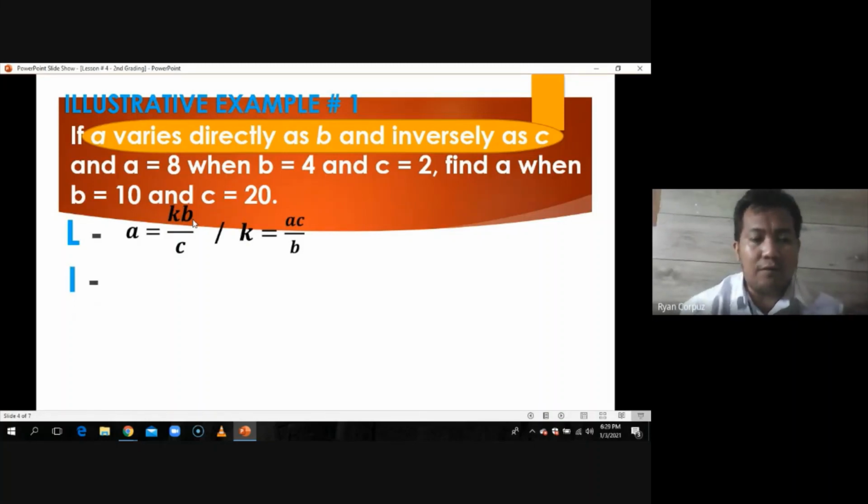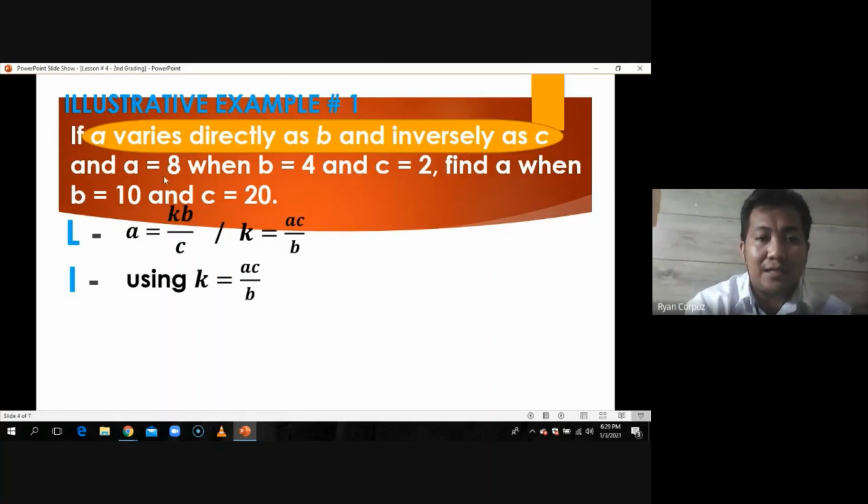With the application of the second step, since we formed two equations, the second equation, which is the equation for finding K, K is equal to AC over B, is the first one we will use, with the help also of a complete value of A, B, and C in the problem. A is 8, B is 4, and C is 2. All we have to do is to substitute those values to this equation for us to find out the value of K. So if we're going to do that, we come up with K is equal to, A is 8, that's 8 times C, which is 2 over 4.